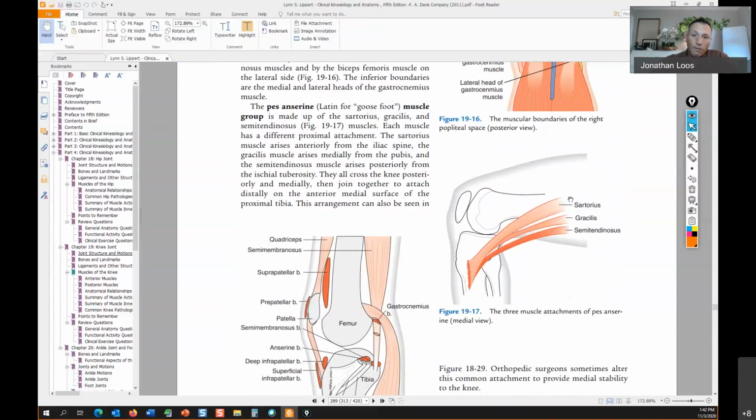That's the one that does the figure 4 muscle. You have the gracilis, which is one of the adductors that does knee flexion. And you have semitendinosus, which is one of the 4 muscles of the hamstring. And it comes down and it attaches at the pes anserine.